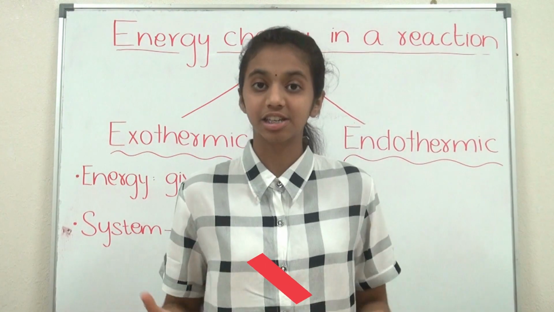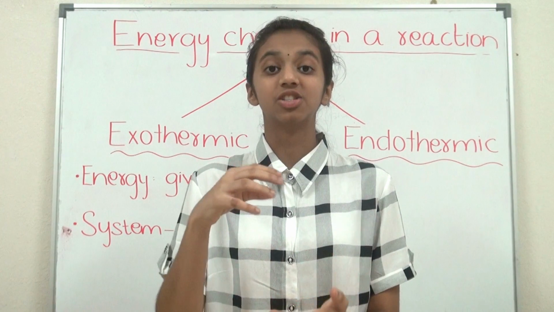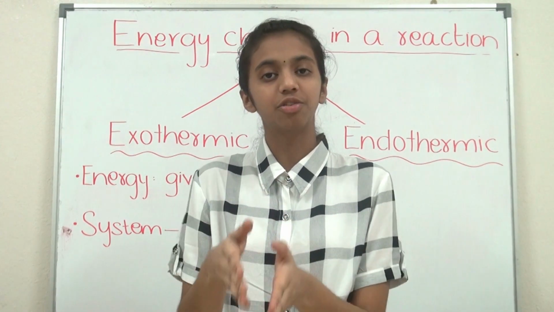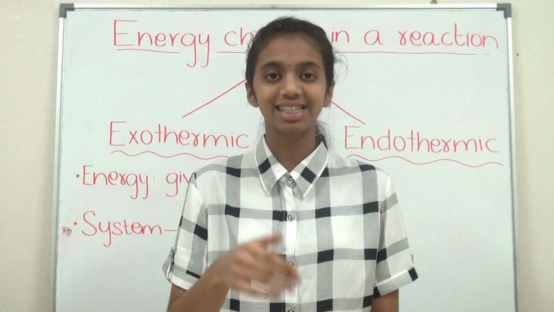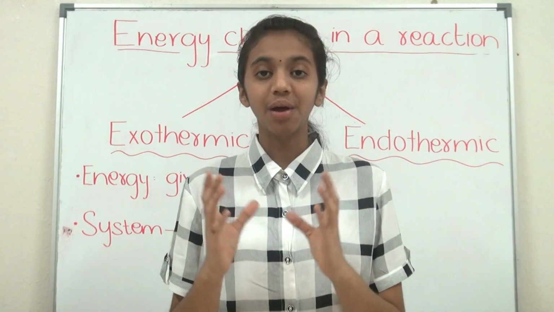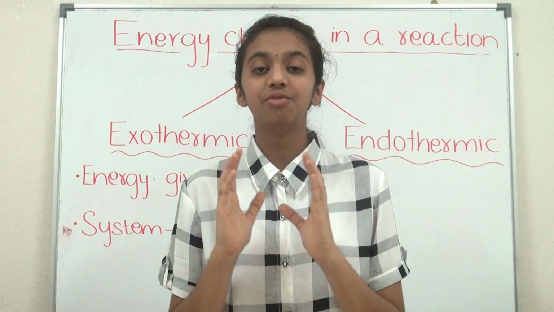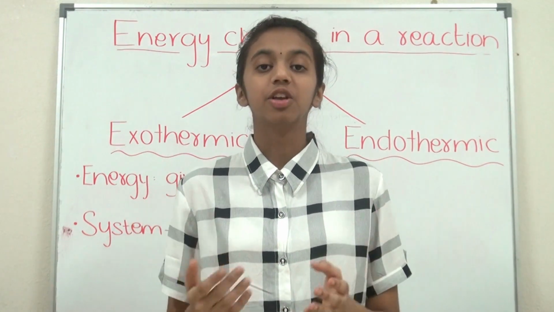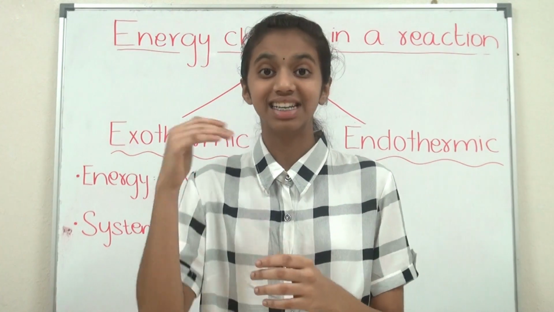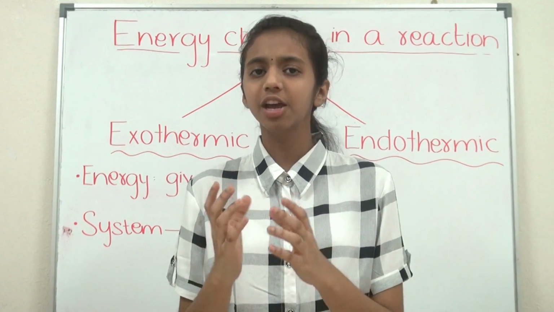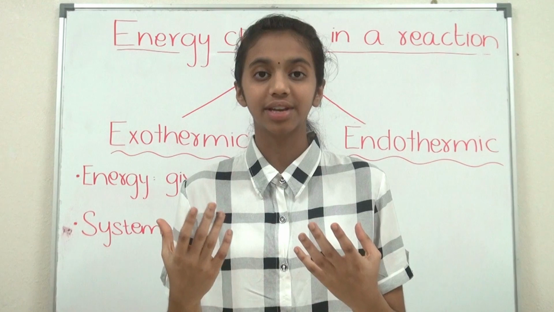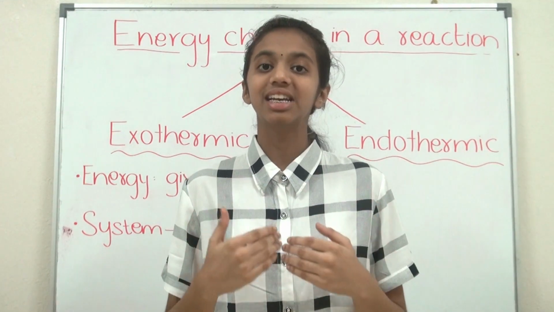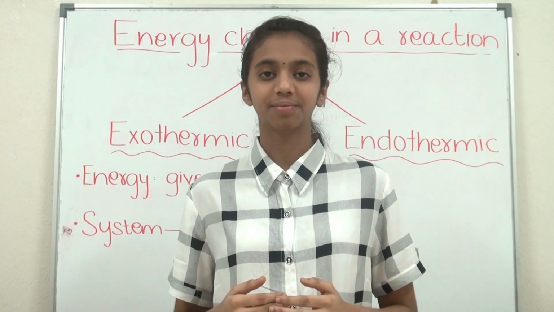What is system and surrounding? System is where the chemical reaction is taking place. So the chemical reaction is called the system. And the surrounding is the environment where it is taking place. For example, you have an exothermic reaction inside a beaker. So the beaker will be considered as a surrounding, or you standing around it. So energy is given out.